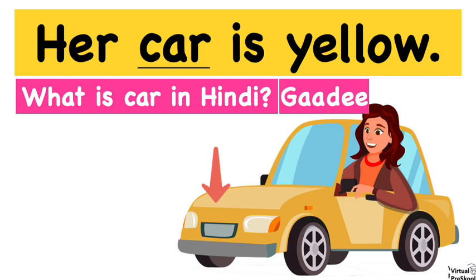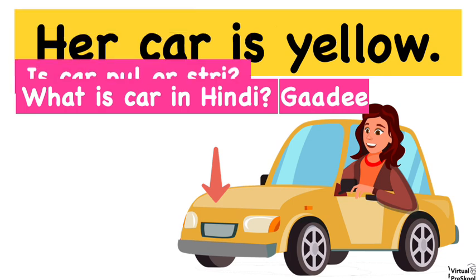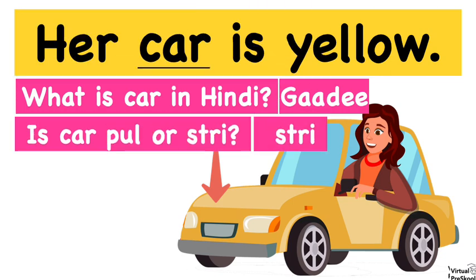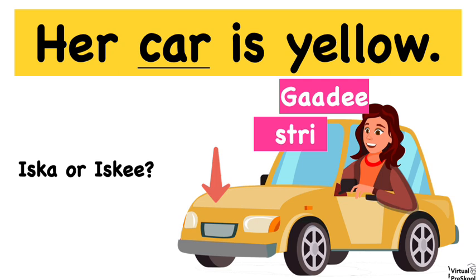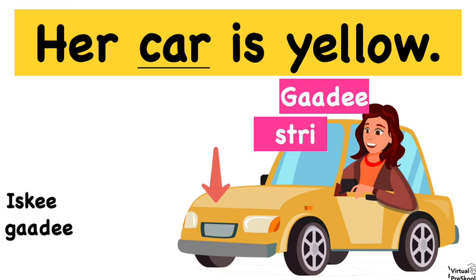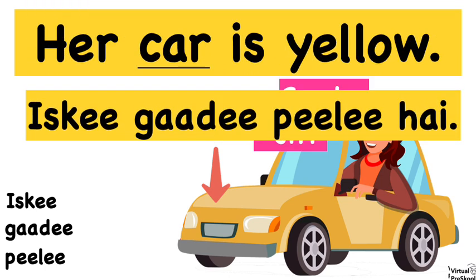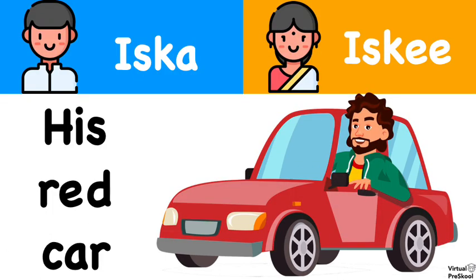And is gadi? Car is stri. So if it's stri, will this sentence be iska or iski? It will be iski. So we'll say iski gadi, and then what will yellow become? Pili hai. So the sentence is iski gadi pili hai. Her car is yellow. All right.